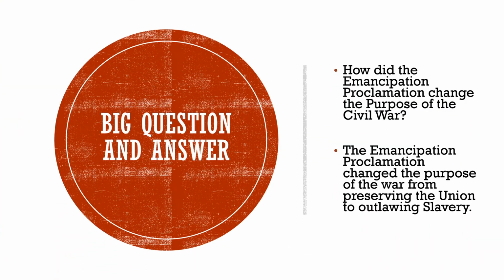So, our big question and answer for the emancipation: how did the Emancipation Proclamation change the purpose of the Civil War? Well, the Emancipation Proclamation changed the purpose of the war from preserving the Union to outlawing slavery. Now, this doesn't become a matter of bringing the Union back. It becomes a moral question. Why do we fight? The Union fights to get rid of slavery and put an end to it, much like a lot of Northerners were in support of it before. Now they're going to be able to see this come to fruition.